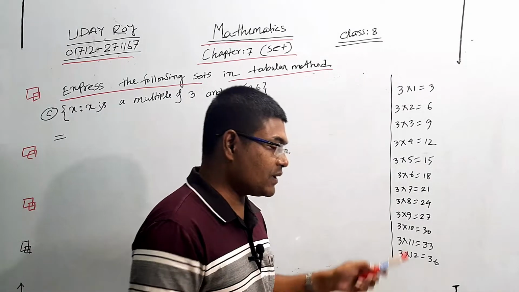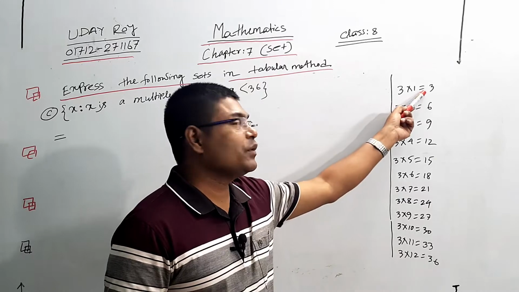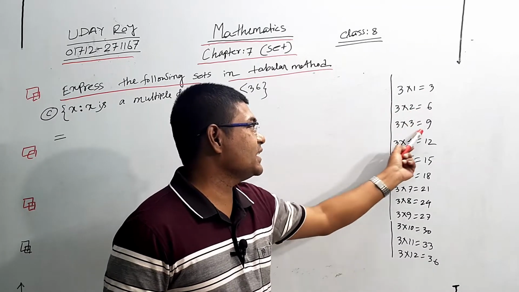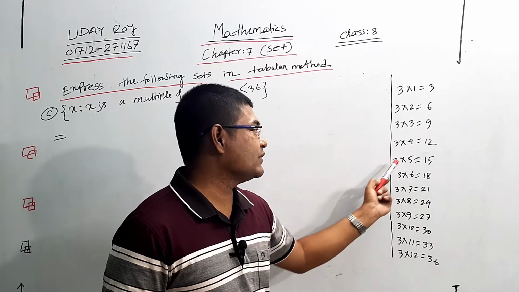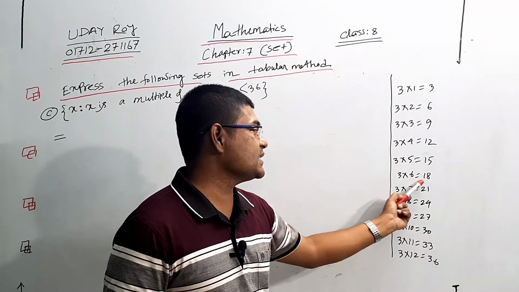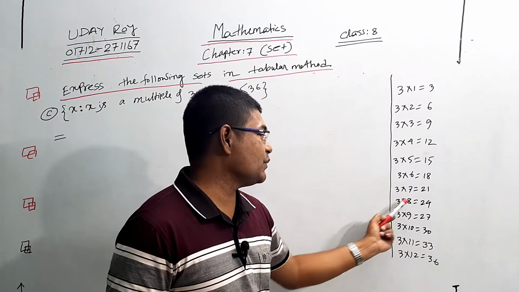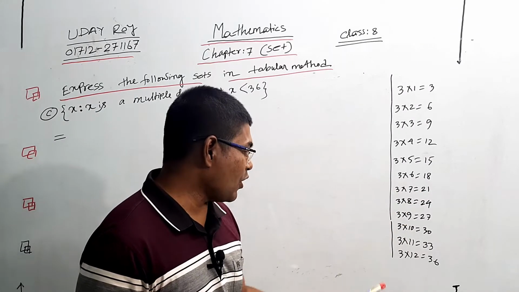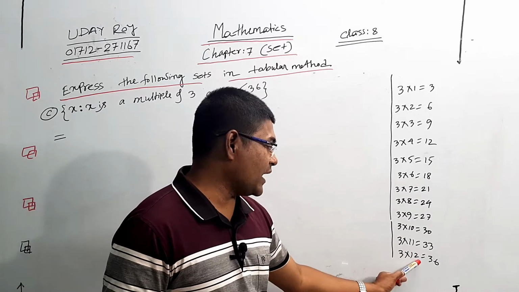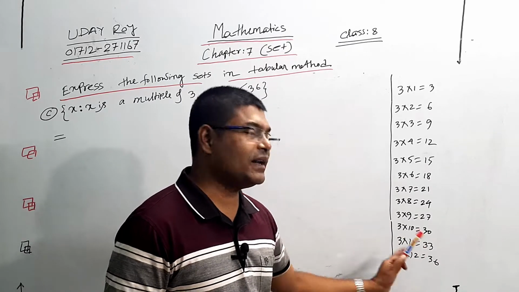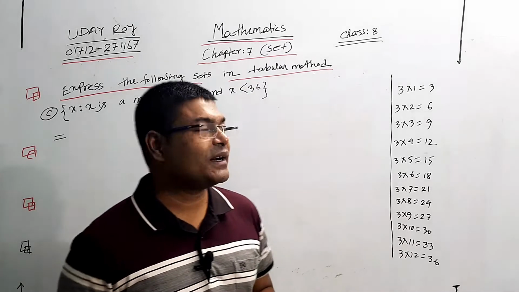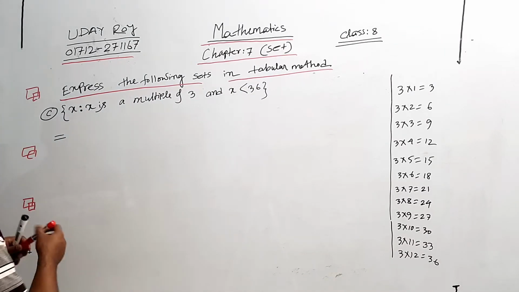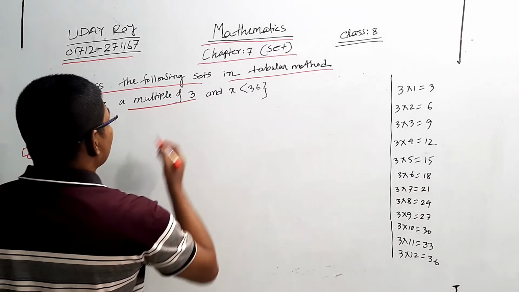So here you can see 3 into 1 we have got 3. 3 into 2 we have got 6. 3 into 3 is 9. 3 into 4 is 12. 3 into 5 is 15. 3 into 6 is 18. 3 into 7 is 21. 3 into 8 is 24. In the similar way we have got 3 into 12 is 36, 3 into 11 is 33. But according to the question, you can see x is a multiple of 3.